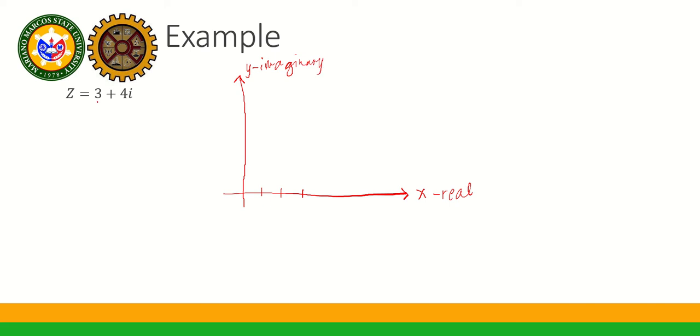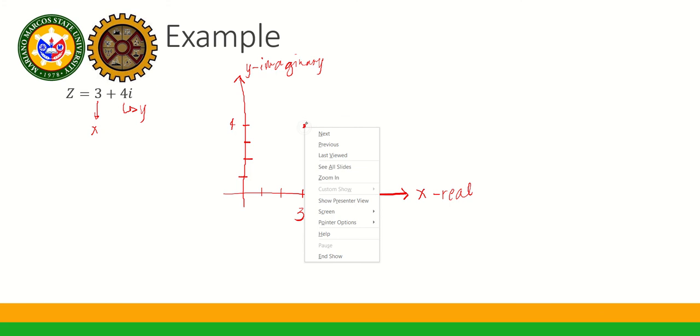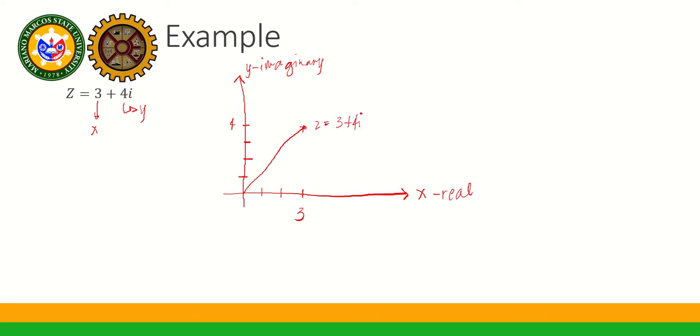Okay. So this is now our real axis. So this will be at the x-axis and this is our imaginary, which will be at the y-axis. So 3 and then 4 here on our y. Okay, so that is 4. So our complex number is here. So z is equal to 3 plus 4i. So this is the geometrical representation of a complex number.